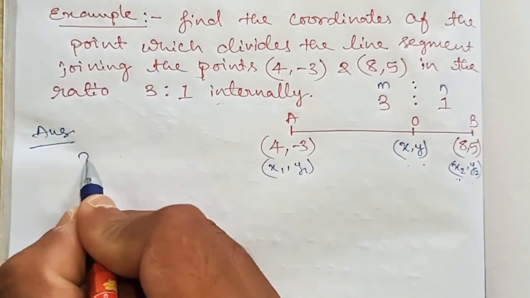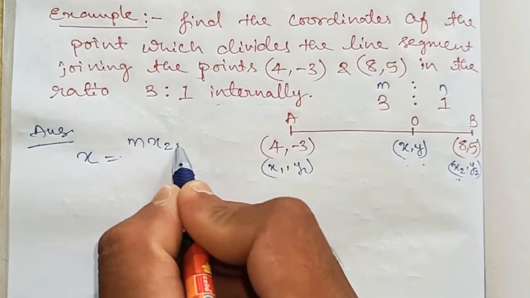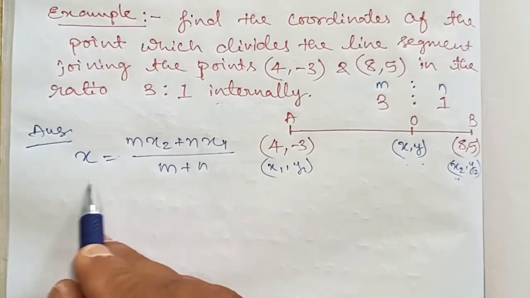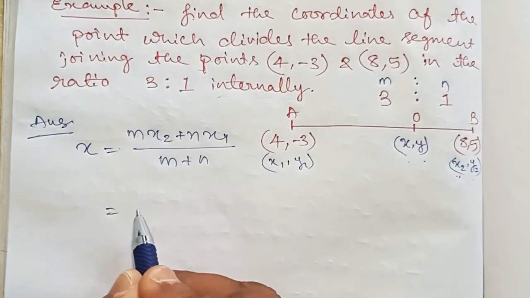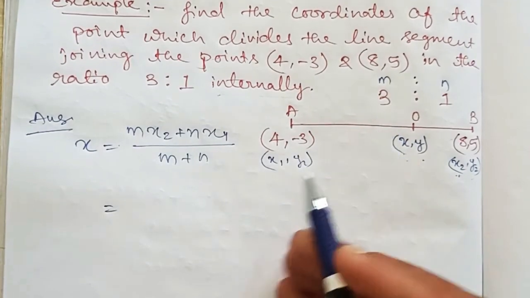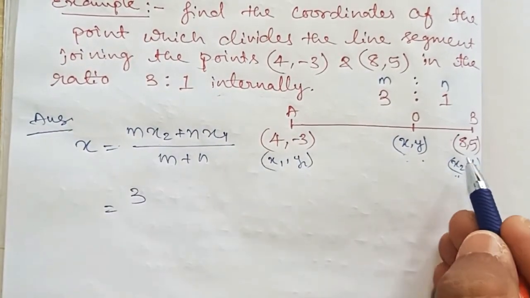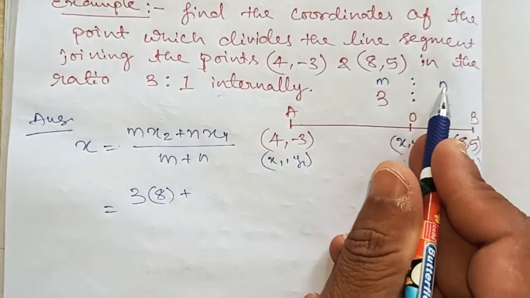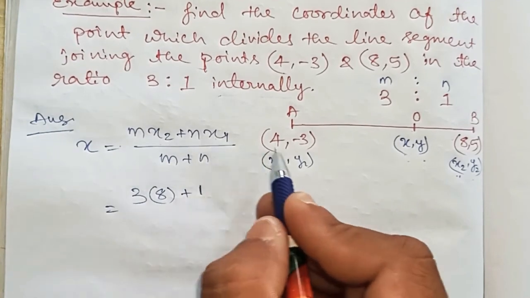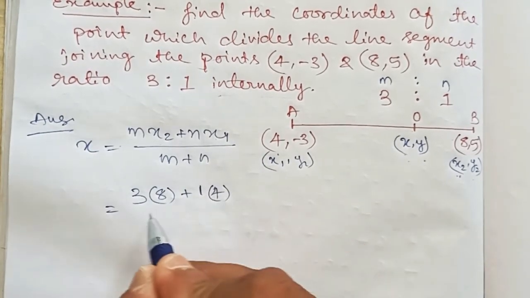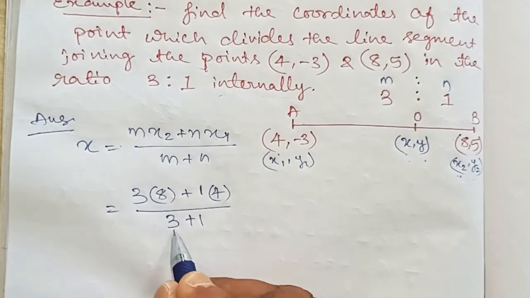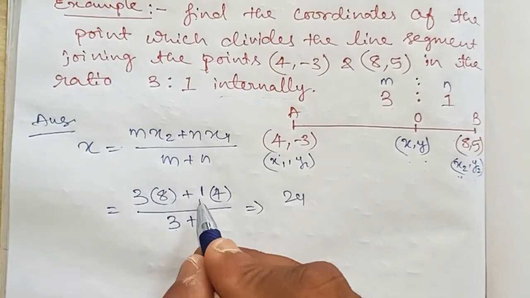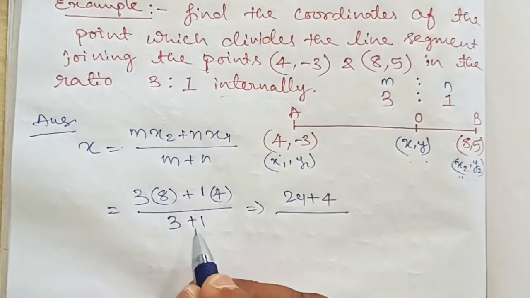The formula I gave you: x equals (m x2 plus n x1) by (m plus n). This is the formula to calculate the value of x. What is the value of m? m is 3. What is the value of x2? x2 is 8. Just substitute the values in the formula. What is the value of n? n is 1. What is the value of x1? x1 is 4, divided by m plus n, that is 3 plus 1. Now multiply: 8 threes are 24 plus 4 ones are 4, divided by 3 plus 1 is 4.